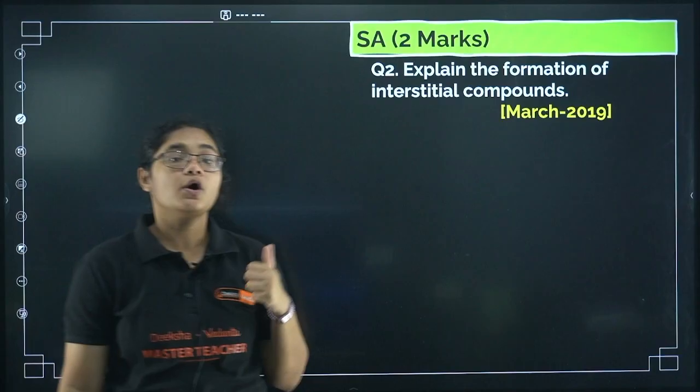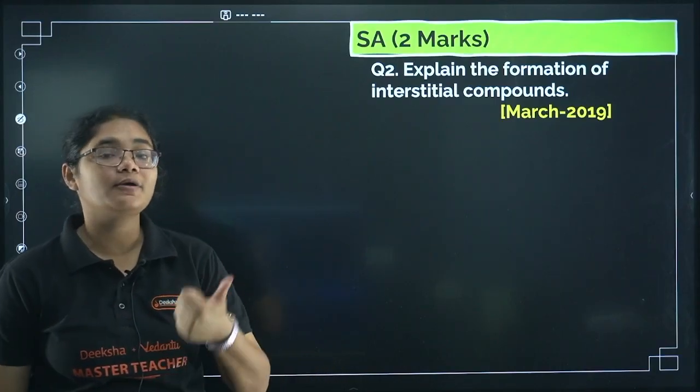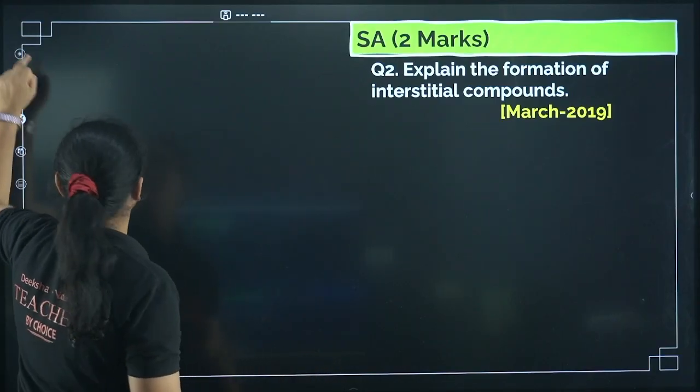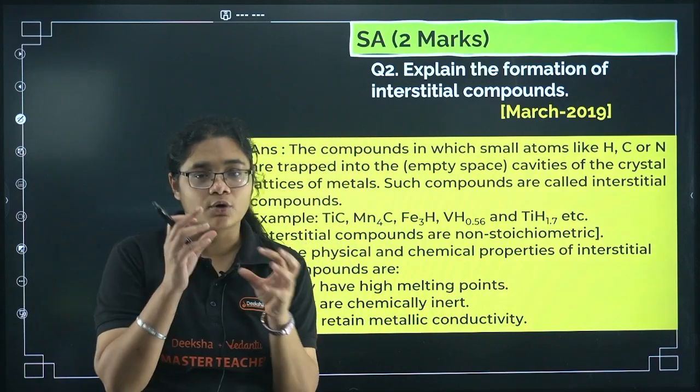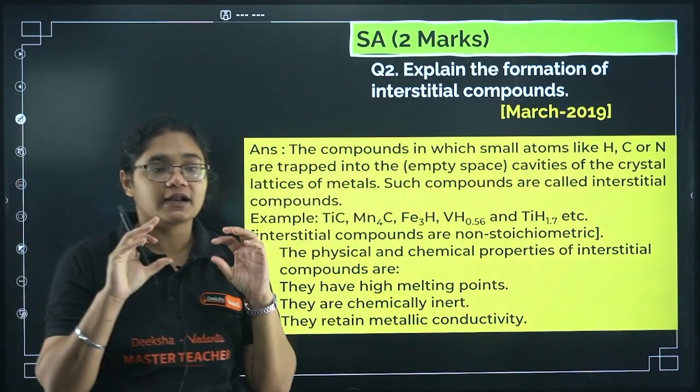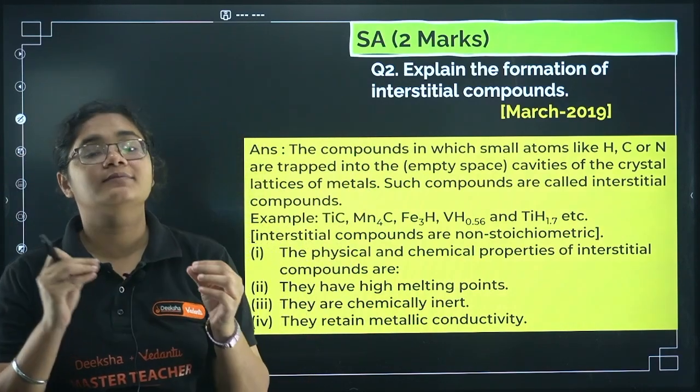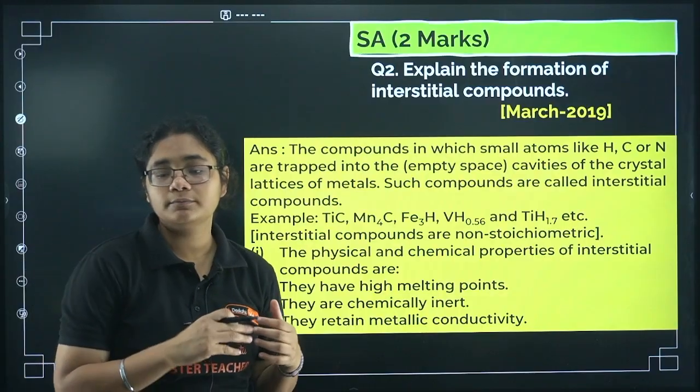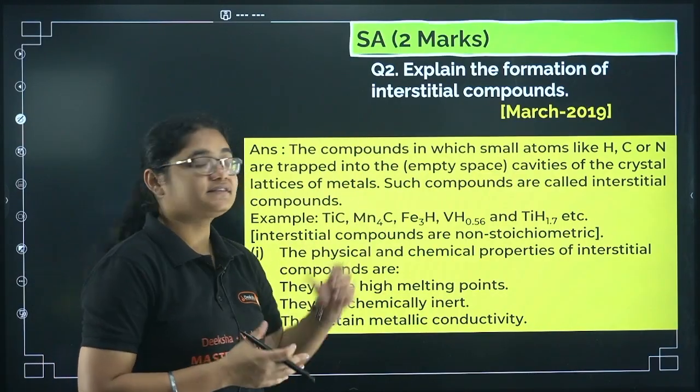Now let's go to the next one, formation of interstitial compounds. Here you should know what is an interstitial compound and what are their properties. Interstitial compounds, you know, when there are small gaps between atoms, and if there are some void spaces in that, small atoms get occupied, that is called interstitial compounds.